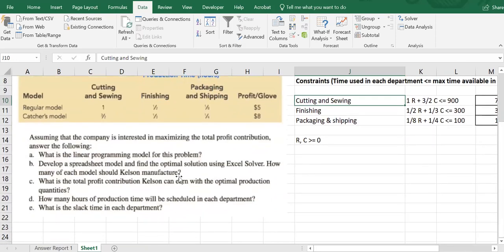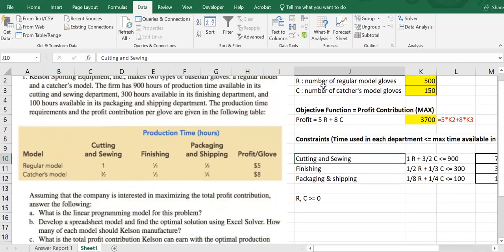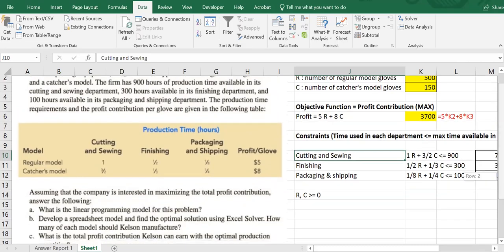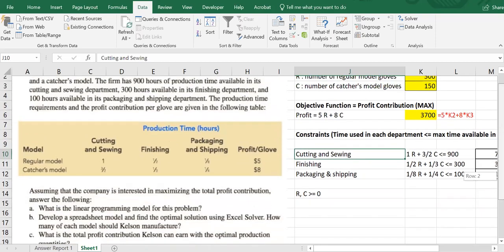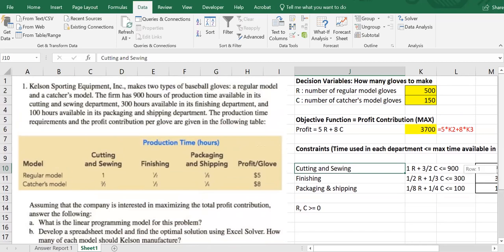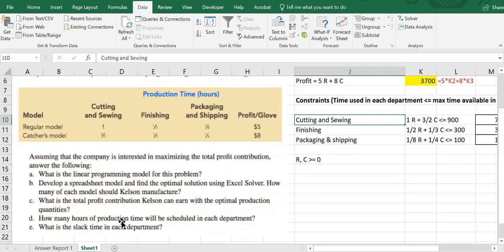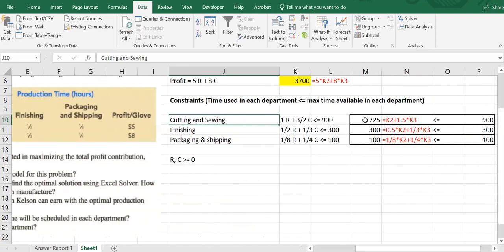How many of each model should they manufacture? We just answered that: 500 regulars and 150 catcher's models. For part C, what is the total profit contribution they can earn with the optimal production quantities? $3,700. How many hours of production time will be scheduled in each department? 725 hours for cutting and sewing, 300 for finishing, and 100 hours for packaging and shipping. This is the amount that is going to be scheduled.